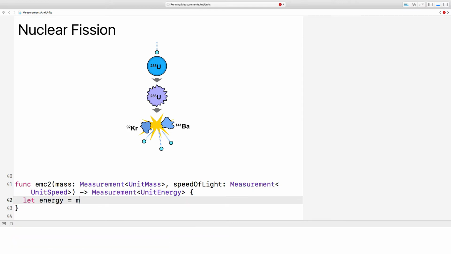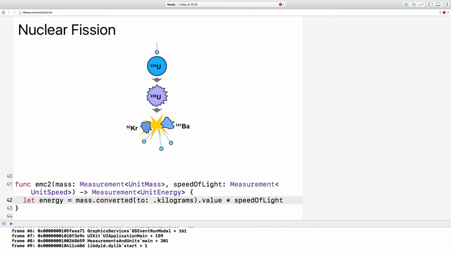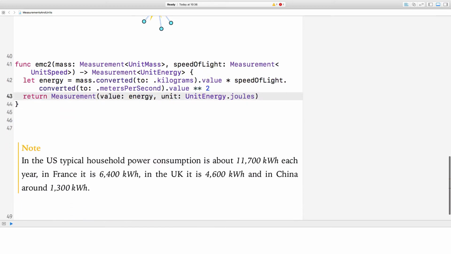And once we're in there, we're going to calculate the value of the energy. So that's let energy is mass. We need to convert this to the SI unit in case it isn't already. So that's converted to kilograms. We take the value of that to get the double, and then we multiply that by the speed of light converted to meters per second squared using this utility function that I created. Then I convert this energy value into a measurement with the unit joules.